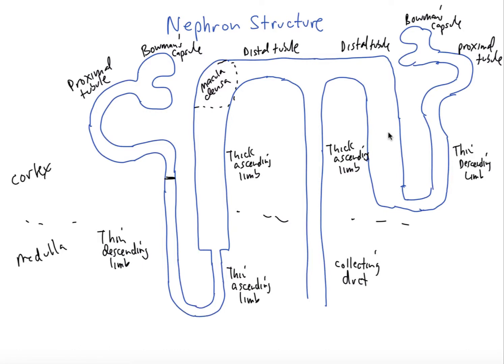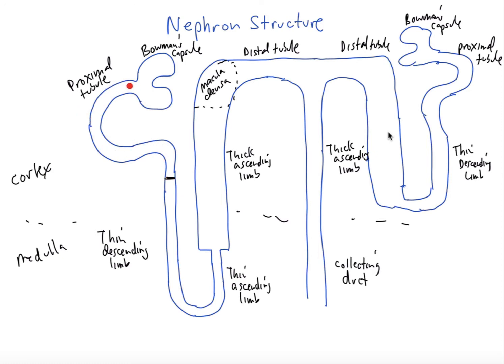So now we're going to talk about the nephron structure. What I have shown here are two different kinds of nephrons. Let's start with this nephron over here, and we see there's Bowman's capsule, which has Bowman's space inside. And then the first nephron segment is the proximal tubule, labeled here all the way up to about here.